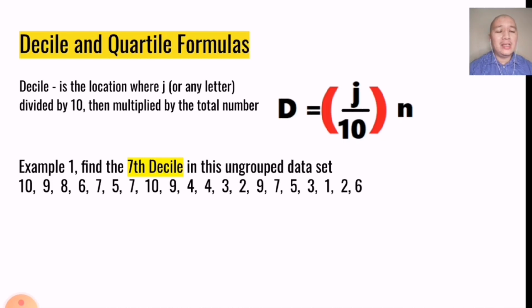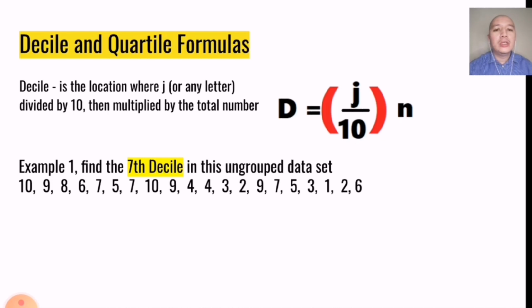Now, D stands for decile. Okay? Yung iba, ang ginagawa nila dyan, D, tapos let's say ang hinahanap ay 7, it's going to be D sub 7 equals J over 10 multiplied by N. But for us, para hindi kayo malito, no? And to be consistent with what we have discussed last time, we will just be using D and then later on na yung numbers.